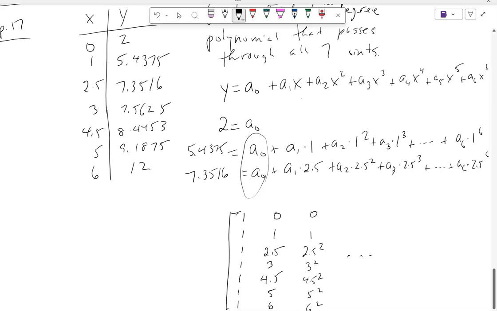If I keep going, the last column is going to be all those things to what power? The 6th, right? 0 to the 6th, 1 to the 6th, 2.5 to the 6th, 3 to the 6th, 4.5 to the 6th, 5 to the 6th, 6 to the 6th. Okay. And you can keep going with this. This matrix has a special name. It's referred to as a Vandermonde matrix.